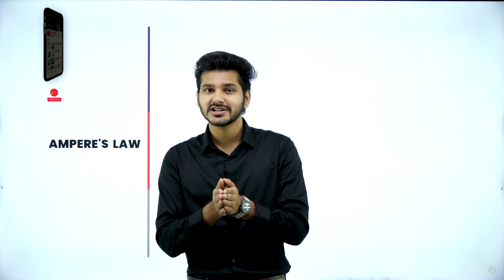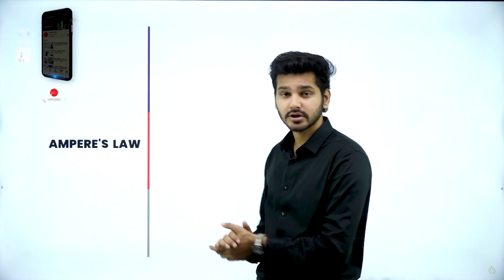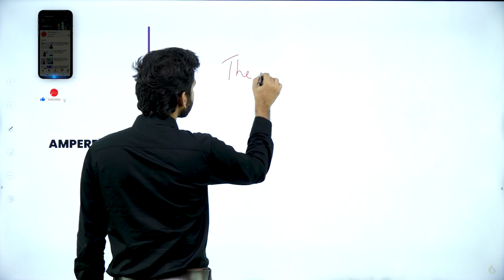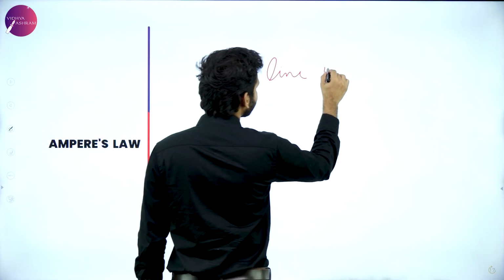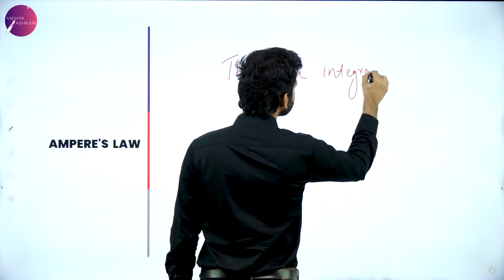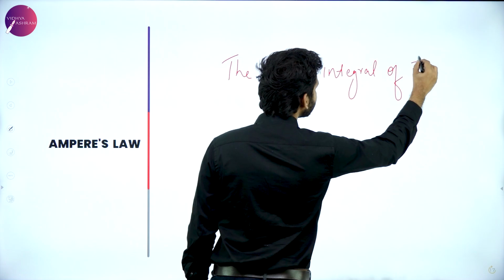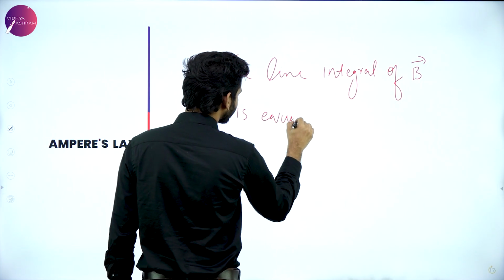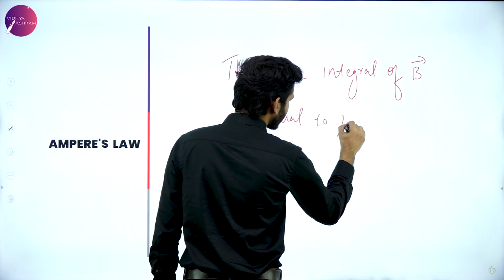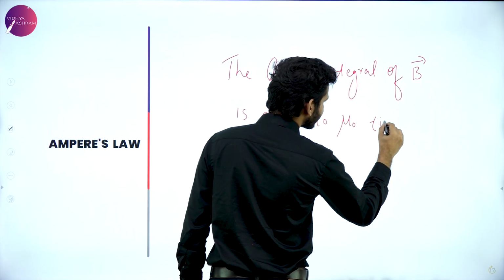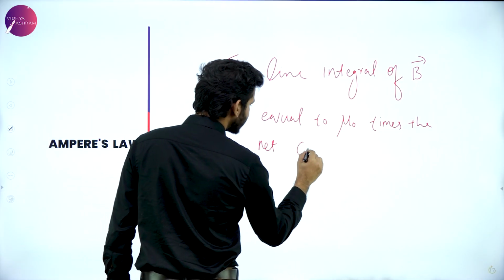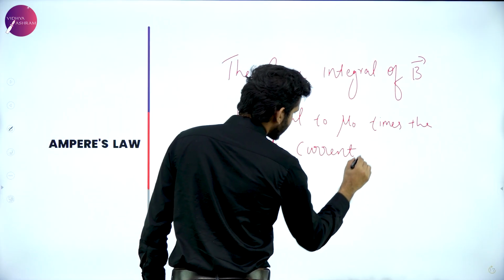So today we are going to learn a new law called Ampere's circuital law, or simply Ampere's law. What Ampere's law actually states is that the line integral of a magnetic field B is equal to mu naught times the net current enclosed.